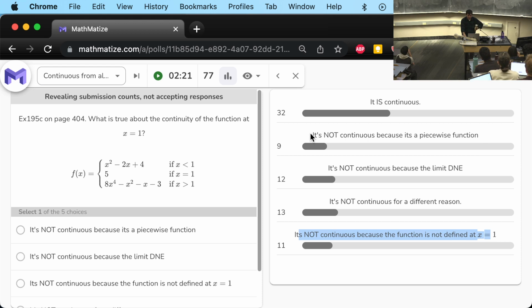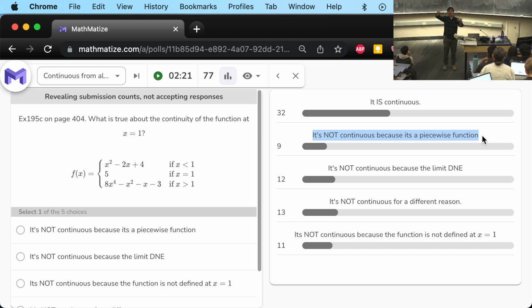So maybe one of the other reasons is possible. I will also address this one: it's not continuous because it's a piecewise function. Whether or not it's a piecewise function has nothing to do with whether or not it's continuous. To evaluate whether it's continuous, you really have to calculate the limit and see if the limit is equal to the value of the function. That's the only way to do it. There's no shortcut, like if it's piecewise, it's automatically continuous, or if it's not piecewise, it is. Nothing like that works. They're two unrelated things. So that one's not right either.